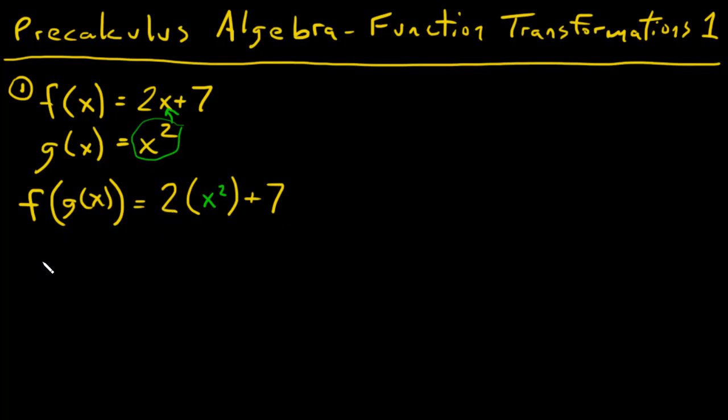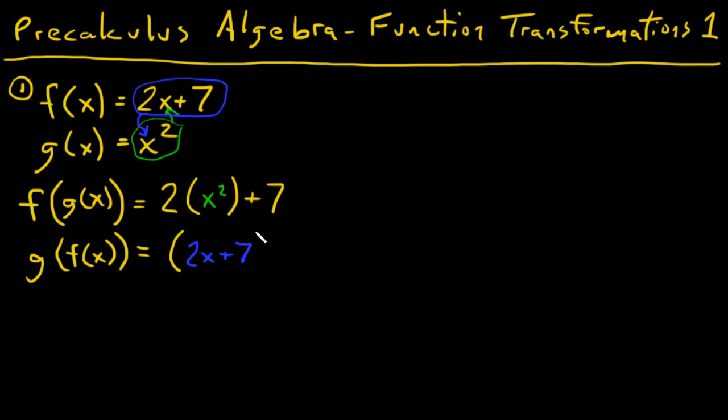Alrighty. And then I had g of f of x. Well, now I'm going to take f of x and substitute it in for the x that's in the g of x function. So I'm going to get, instead of x squared, I'm going to wind up with 2x plus 7 squared, like that. That makes sense? I sure hope so.